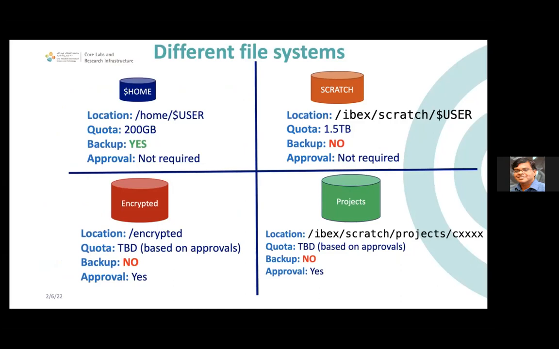In Ibex, we have 4 different file systems. One is the WOM file system. The WOM file system is available for every user. Regular backup is done on the WOM file system. In case any user deletes some files or data from the WOM file system, we may be able to recover it. This is the fully backed up WOM file system.